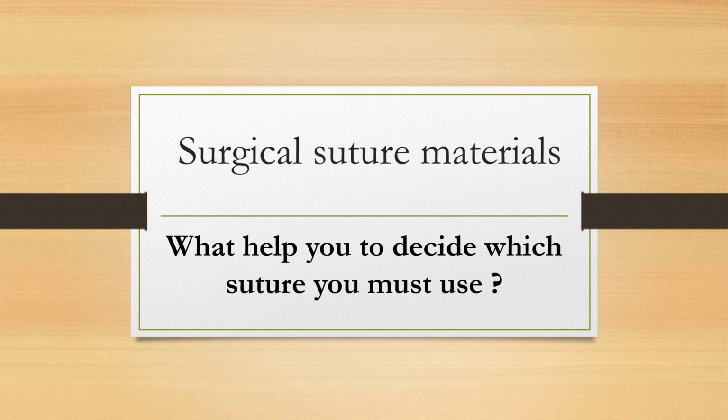Today we will talk about surgical suture materials. This is an important subject in surgery and also in other medical specialties. For example, you need to suture a simple cut in the emergency room, or for example, close a whole abdominal wall in the operating room.